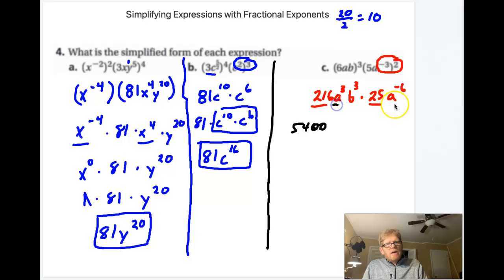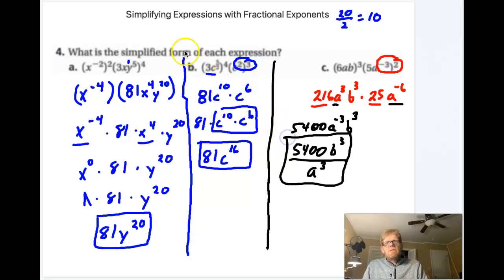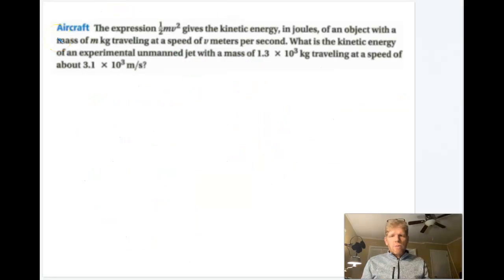And we can combine our a's here. So this is to the negative 6th, and this is to the positive 3. That leaves us with a to the negative 3rd, and just b to the 3rd. I don't like that negative there, so we want to simplify it fully. We'll take 5,400b to the 3rd and put that over a to the positive 3rd. And that's it. Last, we have a word problem.